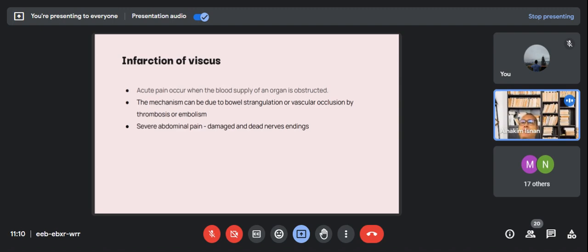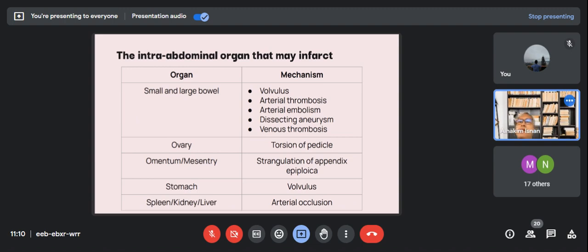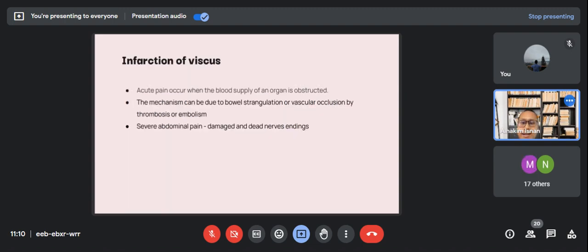Okay, next one. Watershed area kat mana? Contoh watershed area dekat splenic flexure. Yes. Then another one is rectosigmoid junction. Itu rectosigmoid junction. Good. Dari nama dia kan. Ingat dulu. Pada dalam textbook.